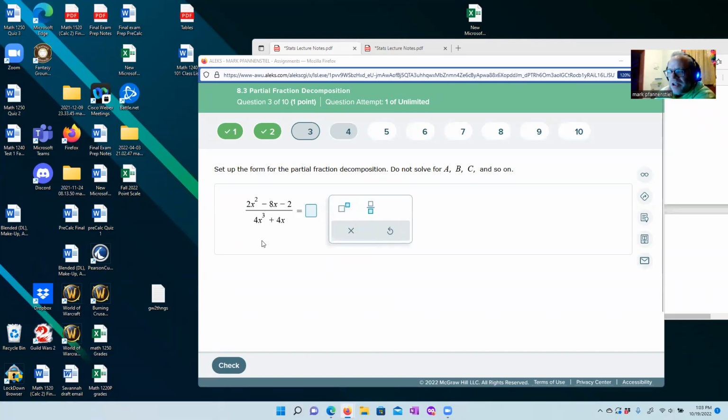We are going to continue talking about partial fractions here. This is still a couple of warm-up problems that they're giving us. They haven't really asked us to do anything too hard yet, but they just want us to set up but not solve for A, B, and C.